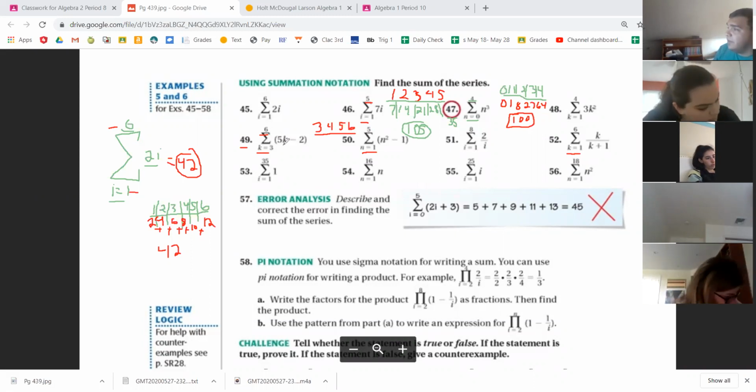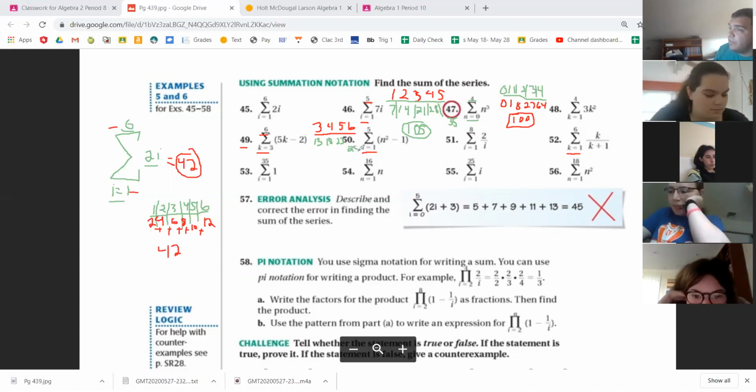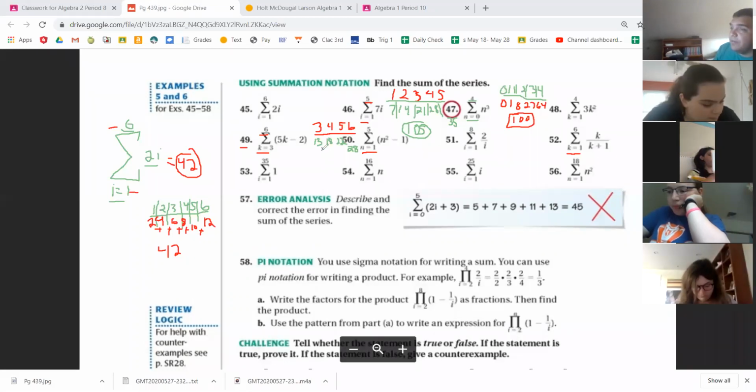3 times 5 is 15, minus 2 is 13. 4 times 5 is 20, minus 2, 18. 5 times 5 is 25, minus 2, 23. 6 times 5, 30, minus 2, 28. So we have all those things. We just add it all together. 13 plus 18 plus 22 plus 28. 82. It looks like 82.